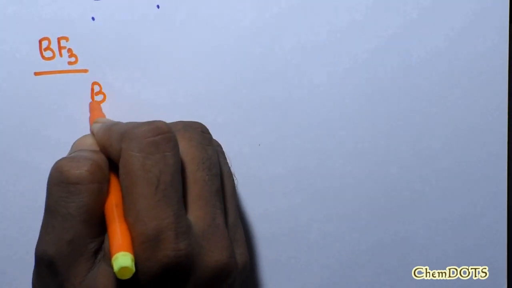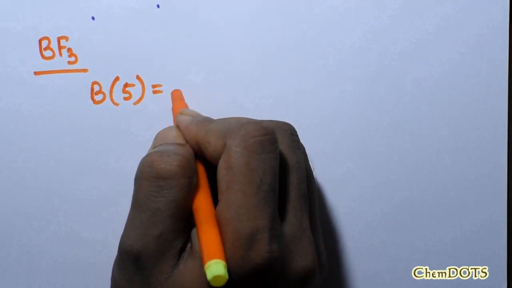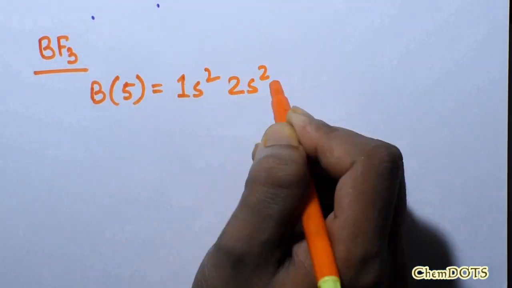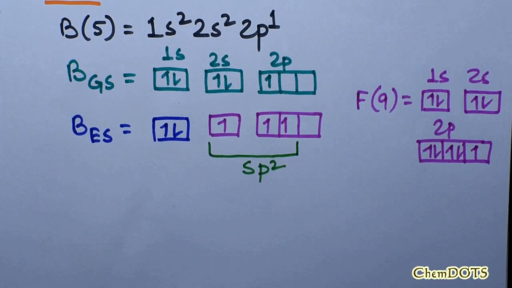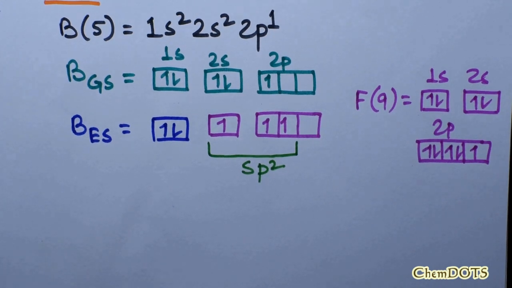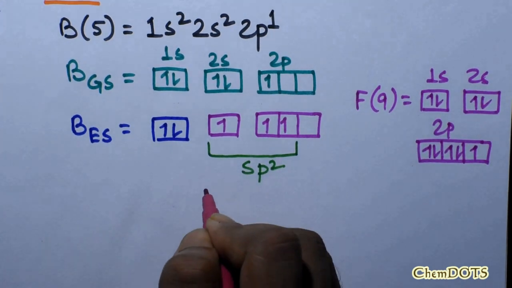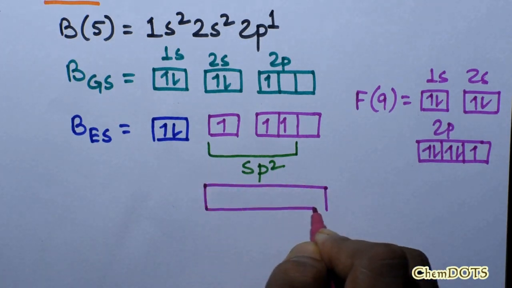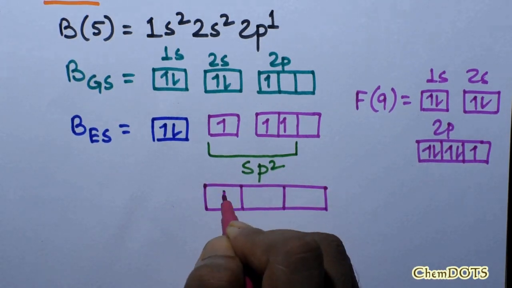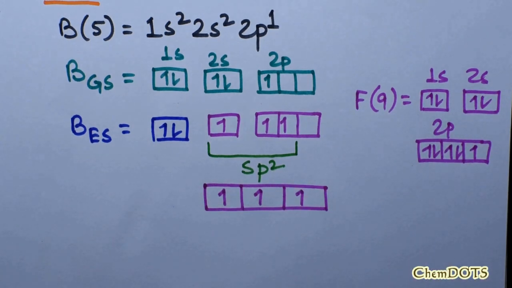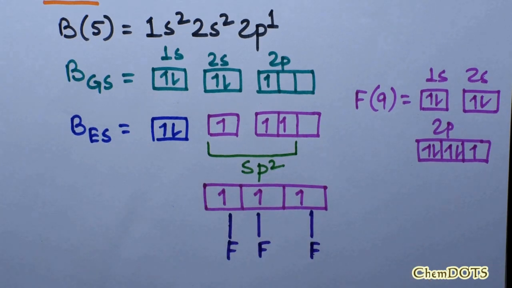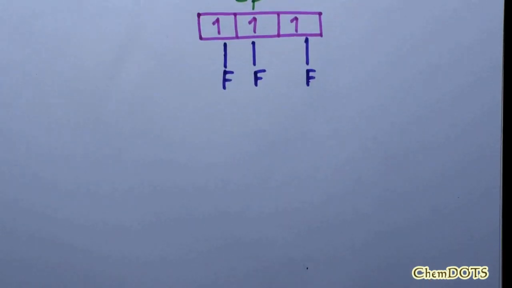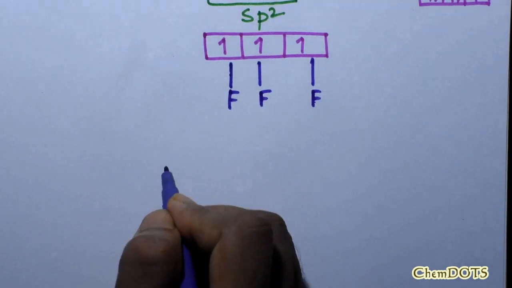Now let's find out the hybridization as well as the molecular structure of BF3. In case of boron, the electronic configuration is 1s2, 2s2, 2p1 in the ground state. But in the excited state, one electron from the 2s orbital will be shifted to a 2p orbital and they will form 3 sp2 hybridized orbitals. In case of fluorine, there are 5 electrons in the 2p orbitals, so one unpaired electron is there. Now the 3 sp2 hybridized orbitals will form 3 covalent bonds with fluorine.